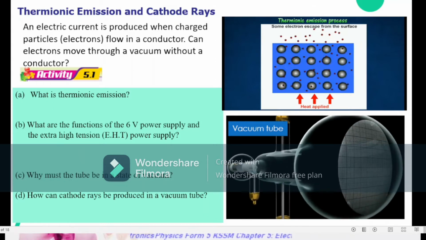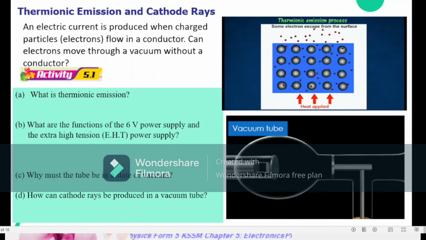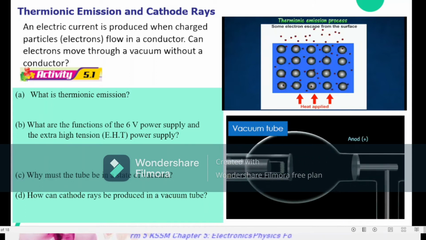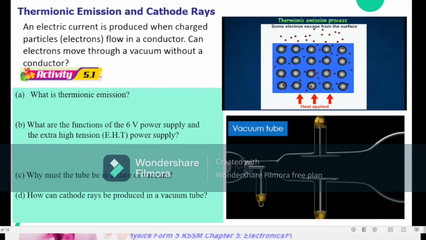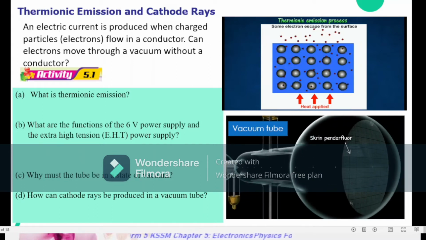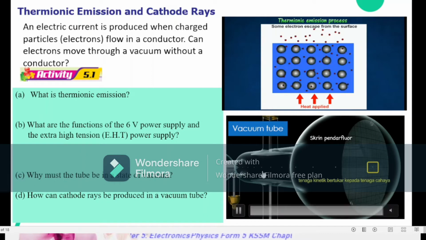The vacuum tube consists of an anode, which is connected to the positive terminal, a cathode connected to the negative terminal of the power supply, and a filament that just requires a small voltage, 6 volt. The filament is heated up. Thermionic emission will cause electrons to be released from the surface of the heated metal. Electrons will be attracted to the anode and pass through a smaller diameter of the anode, or we call it the focusing anode. It will produce a beam of electrons that travel in a straight line.